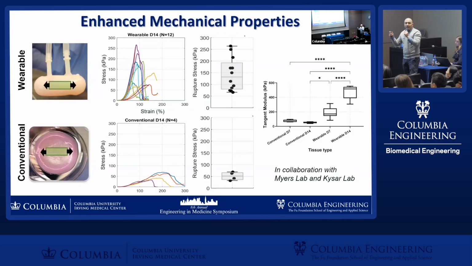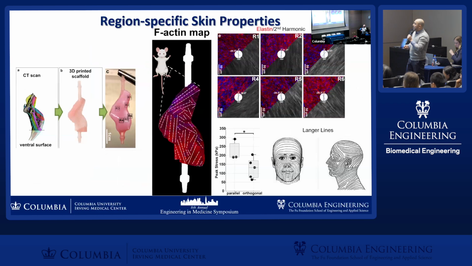Next, we wanted to see if this really is reflected in the mechanical properties. For this, we took biopsies from the wearable and the conventional, and we collaborated with Dr. Myers and Kaiser lab in mechanical engineering department. They are experts in stretching soft tissues. And once we applied mechanical tension on this, we found that both the rupture stress and the tangent modulus properties were significantly enhanced in the wearable compared to the conventional.